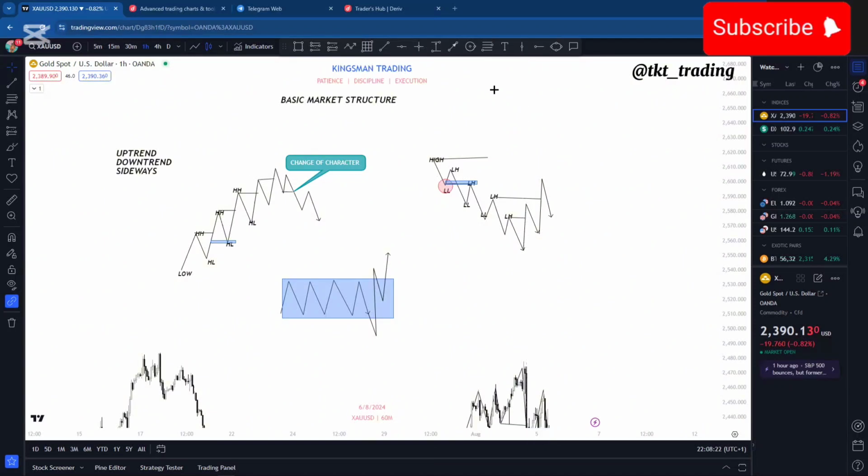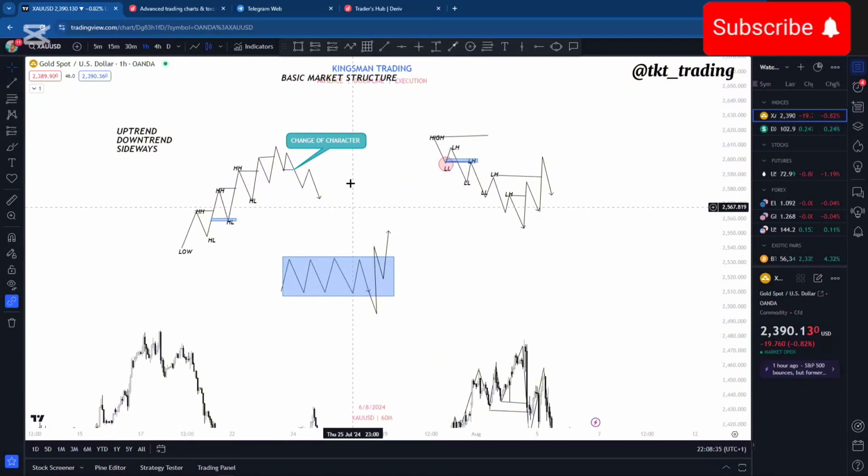So now let's proceed. Let me just quickly summarize what we thought about yesterday. I told you all about price action and basic market structure, whereby price moves in three major directions: uptrend, downtrend, and sideways. For an uptrend, price is creating a series of higher high, higher low, higher high, higher low, until we see a major change of character, a change of trend.